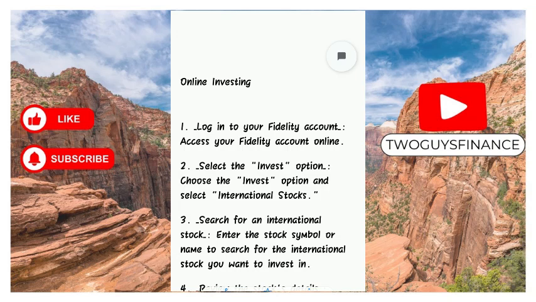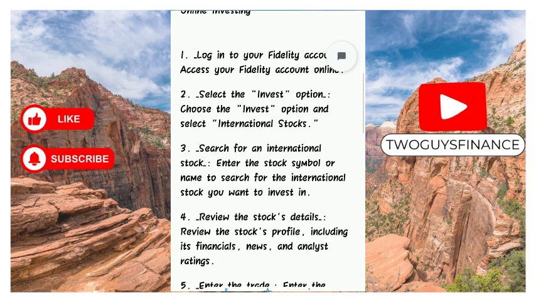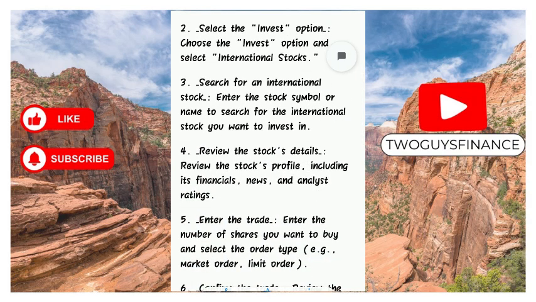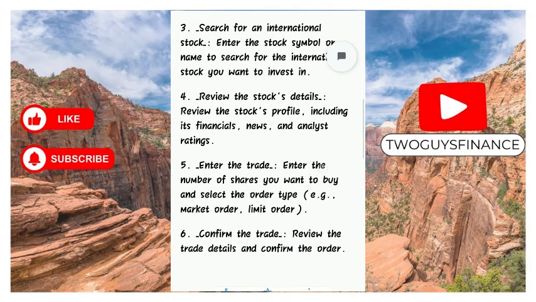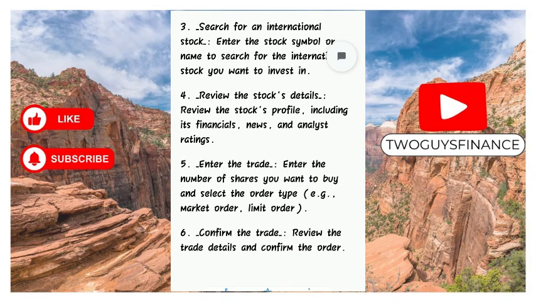Now you just need to enter the stock symbol or a name to search for the international stock that you want to invest in, and then review the stock profile, including its financials, news and analyst ratings. Then enter the number of shares that you want to buy and select the order type. That could be market order, limit order, whatever. Once you're done with that, review the trade details and confirm the order.